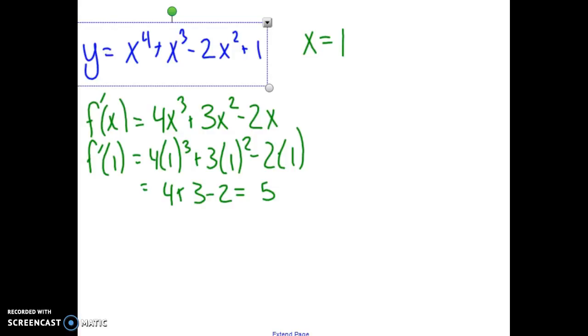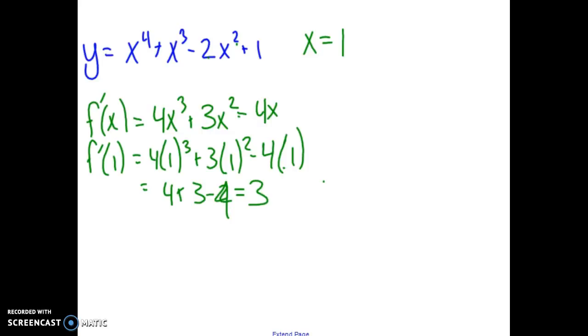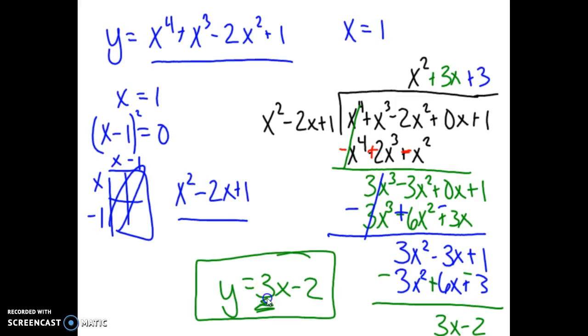Did you see my issue? I found it. This is a minus 4x. 2 times 2 is 4. So when I do out the math, I get a 4 times 1 instead of the 2, and then 4 plus 3 minus 4, which equals 3. Notice how that is the slope of this line.